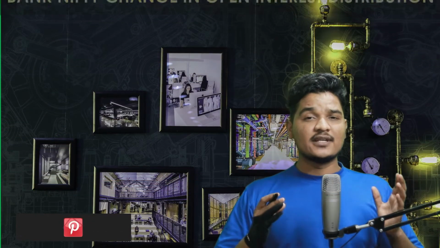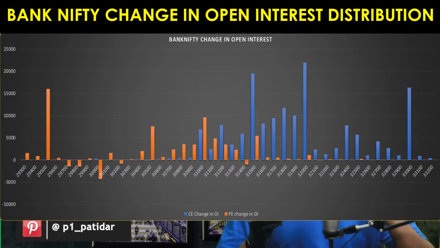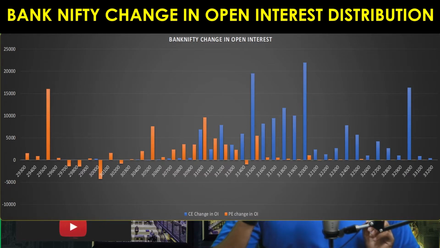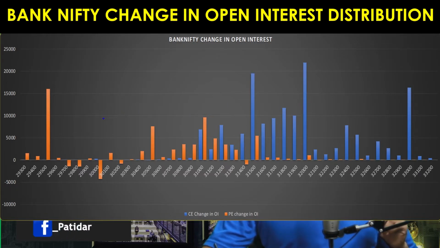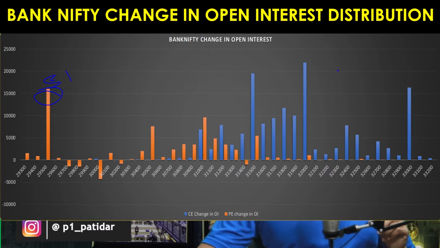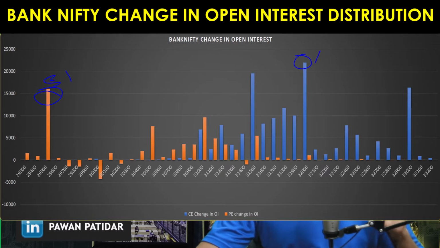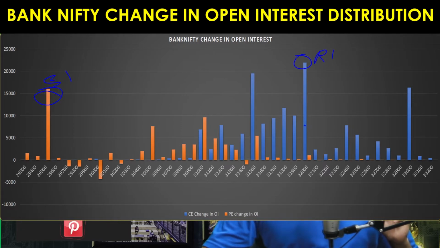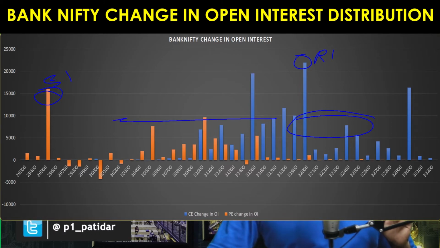Now let's move to the next and analyze Bank Nifty change in open interest, which says today's picture, and it also indicates what is going to happen tomorrow. If you see here, then support is at 29,500 and resistance is at 32,000. So there is a huge gap and people are making positions on the call side, that is selling positions. So they are expecting that Bank Nifty will go down only.